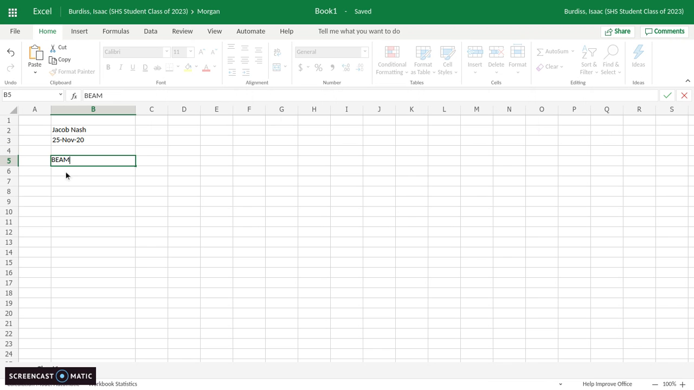On cell B5, put beam. On cell B6, put common name. On cell B7, put B for base. On cell B8, type H for height. And then cell B9, orientation. Cell B10, area. Cell B11, moment of inertia. Cell B12, beam deflection.